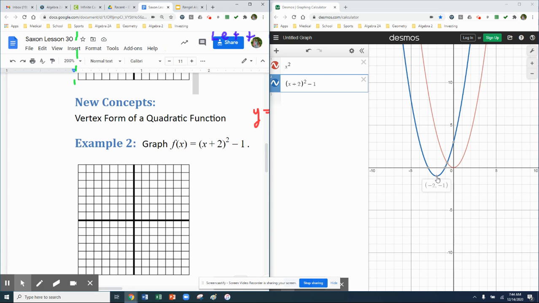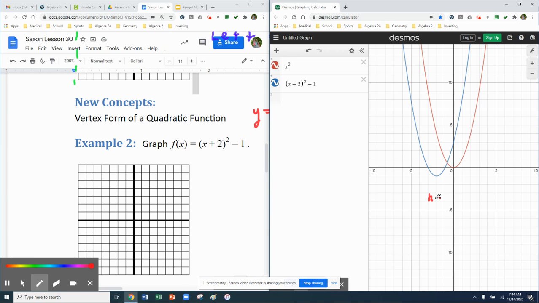But then we could also take a look at that minus 1. If my vertex was originally at 0, 0, is anybody seeing what that minus 1 is doing to my graph? It's going to be dropping it down 1. And overall, the vertex here, the -2, that represents your h. I don't know why that disappears there, but this was -2, -1.